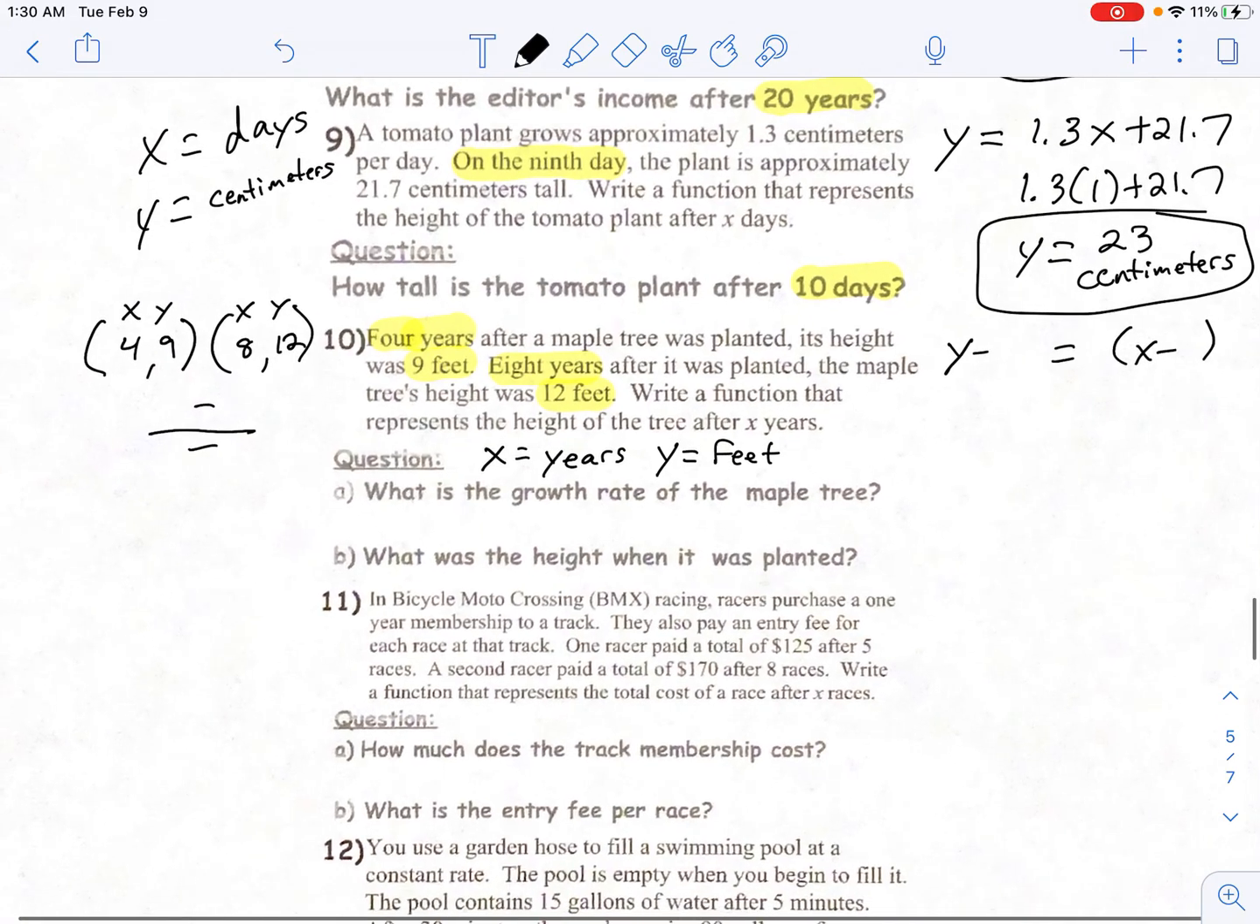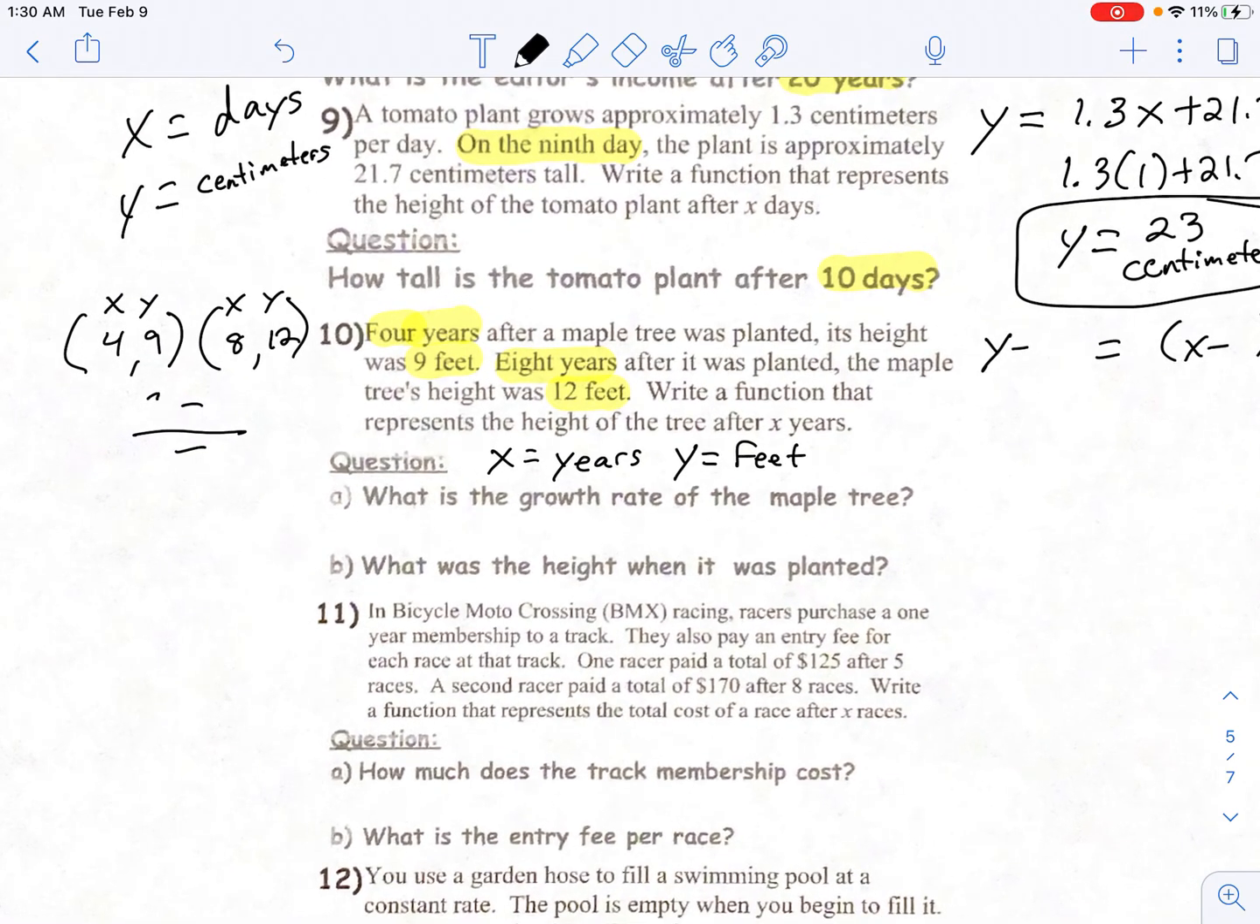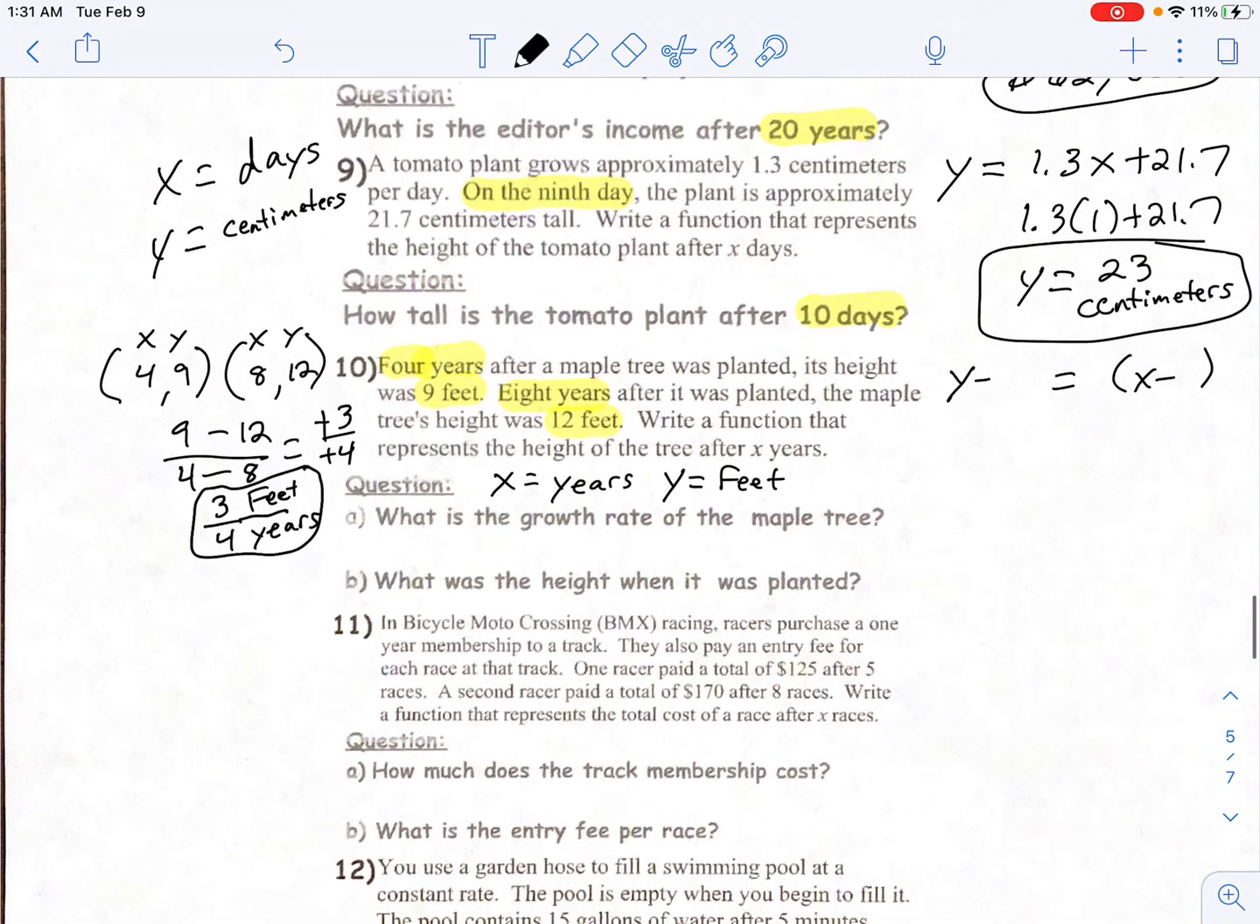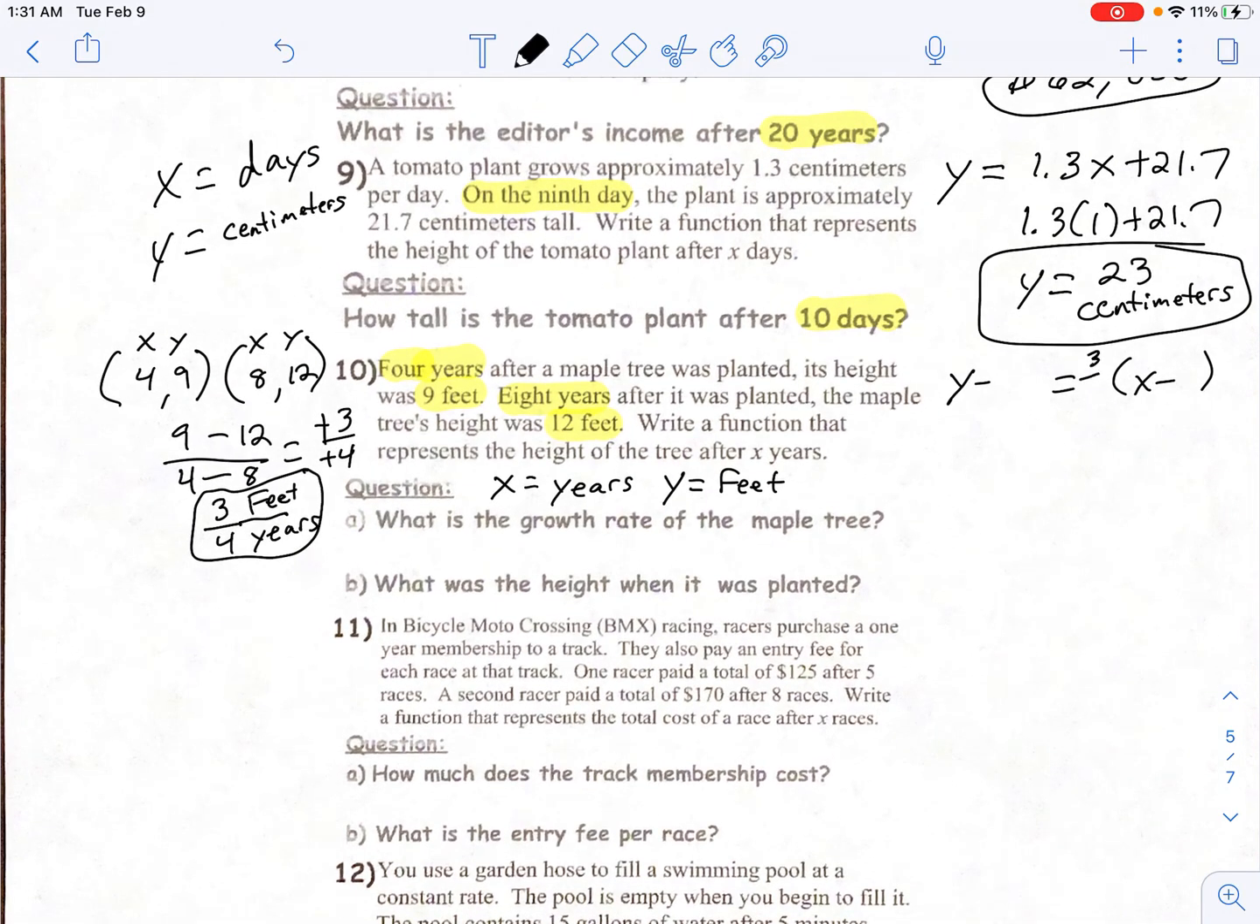Now all we have to do is find the rate, okay? That's the next step. So drop your Y's down on top, 9, 12, X's down on bottom, exactly the way that they look. So -3 over -4. Negative over negative is a positive. So 3 over 4, and remember, it's y over x, 3 feet every 4 years. All right? So let's box that in, because that's our rate, so 3/4.